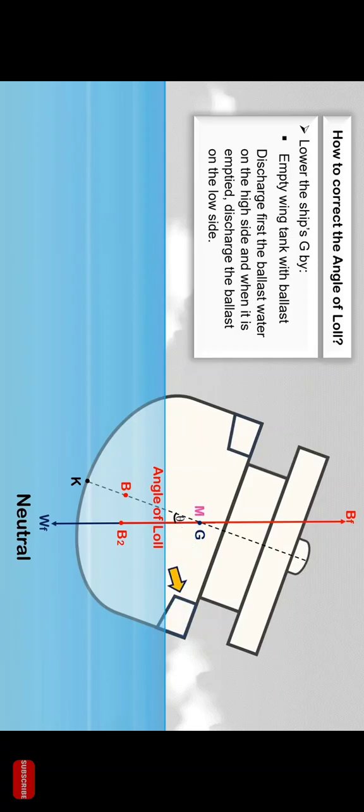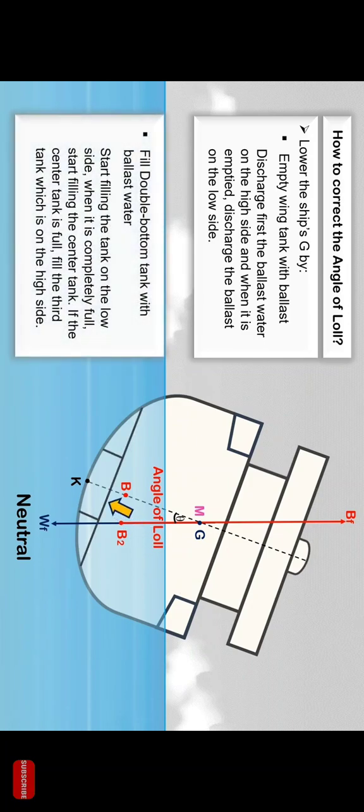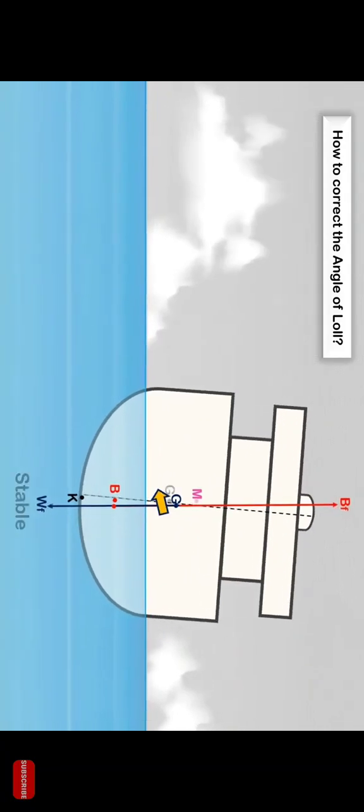Another way to lower the ship's G is through ballasting. Select a subdivided double-bottom tank, and fill it with ballast water in this sequence. If it is divided into 3 compartments, start filling the tank on the low side. When the tank on the low side is completely full, start filling the center tank. If the center tank is full, fill the third tank which is on the high side. If all tanks are completely full, and the ship's center of gravity is below the metacenter, the ship will return to its upright condition.